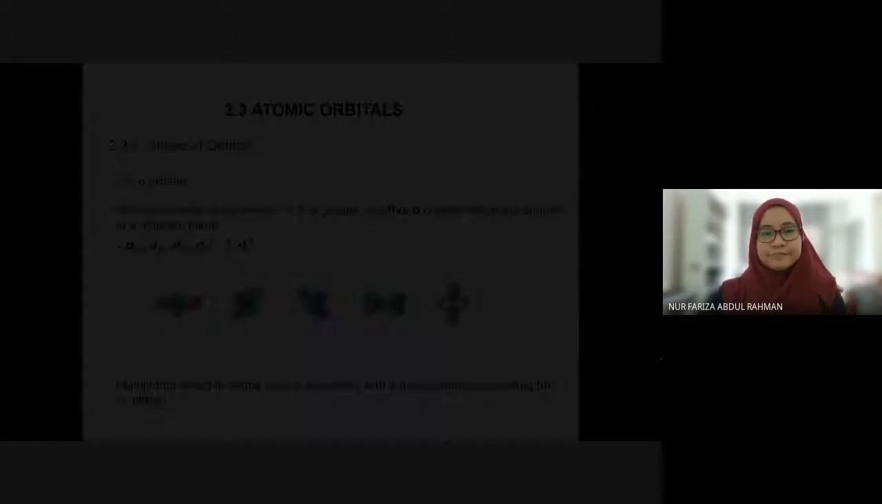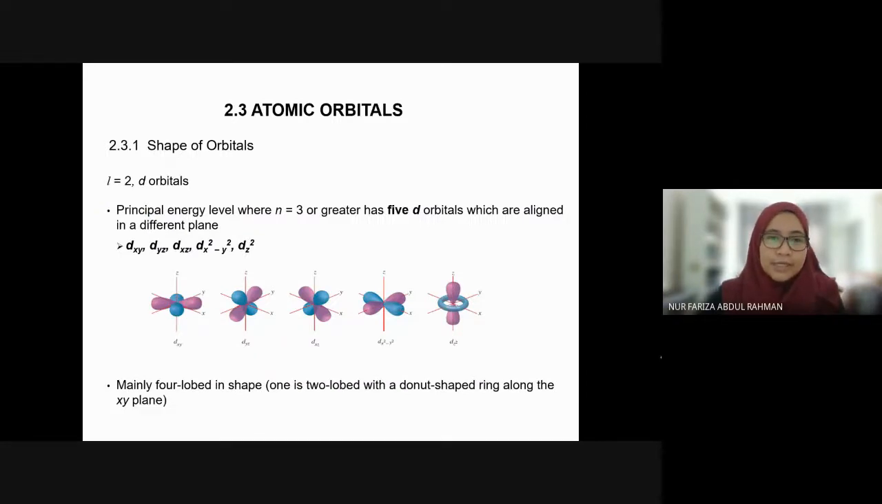So D pun sama, L is equal to 2. If L is equal to 2, we know that it is a d orbital, principal energy level where n is equal to 3 or greater. Bila n is equal to 3 and greater, that means then only it will have apa nama tu, d orbital.